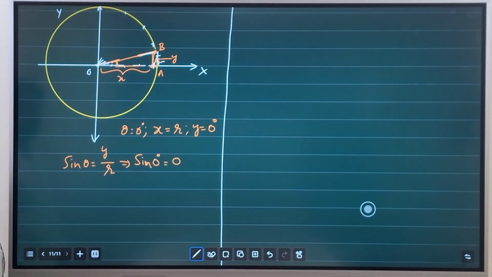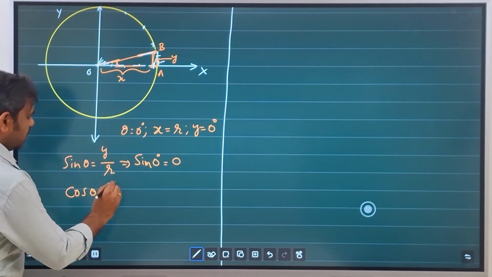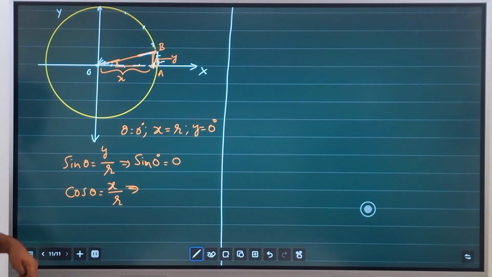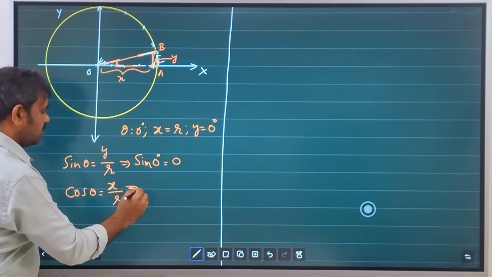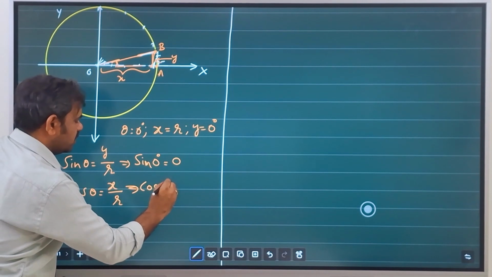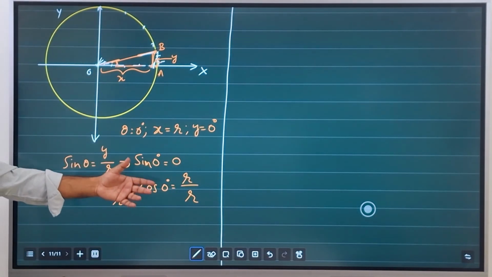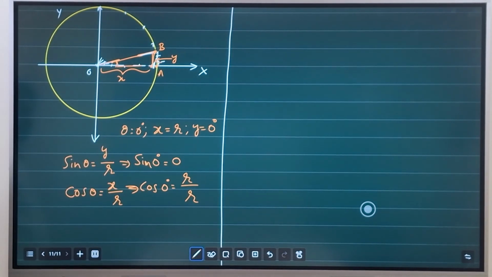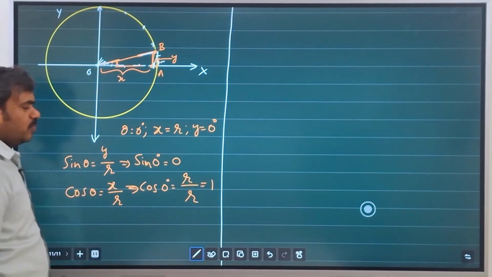The ratio becomes 0. And what about cos theta? Cos theta is equal to adjacent side by hypotenuse. Since cos theta is adjacent side by hypotenuse, adjacent side becomes equal to r. You know, cos 0 degrees is equal to r by r. X becomes radius of the circle, x becomes hypotenuse. Theta is equal to 0 degrees. So what are we getting? Cos 0 degrees is equal to 1.